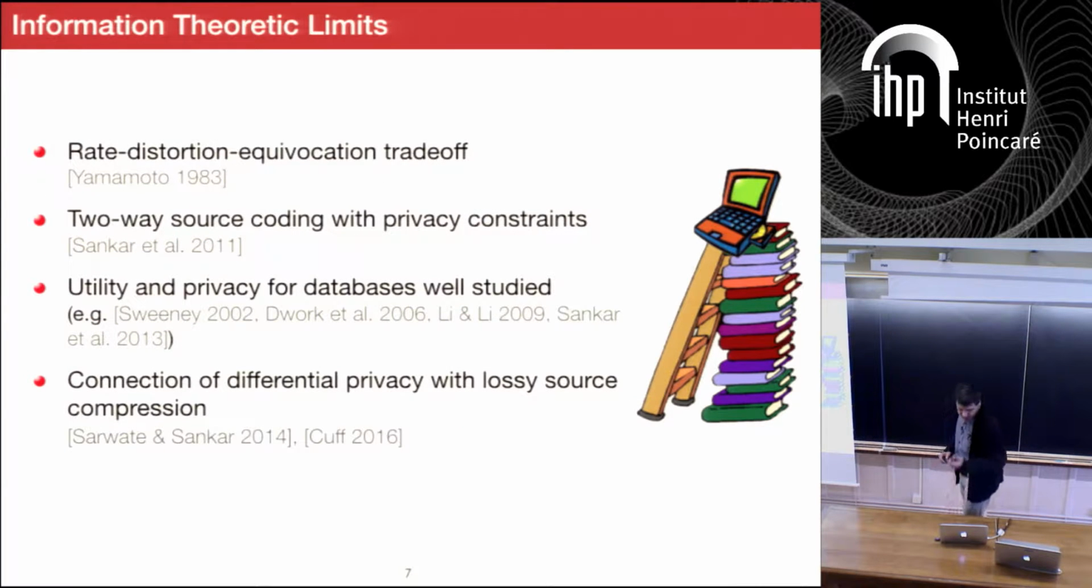So there has been a significant amount of literature on this. This is a Yamamoto scheme, which we are following very closely. They looked at the information theoretic boundaries of this rate distortion equivocation privacy for the problem we are considering. There is two-way source coding with privacy constraints by Lalita and co-authors. Utility and privacy for databases have been well studied. I only arrived yesterday here for the workshop, so maybe this was already discussed in the first couple of days during the week. And there's a connection of differential privacy and lossy source compression, recently by Anand, Lalita, and by Poincaré. So there are many more, and I apologize for all the references I've missed here.